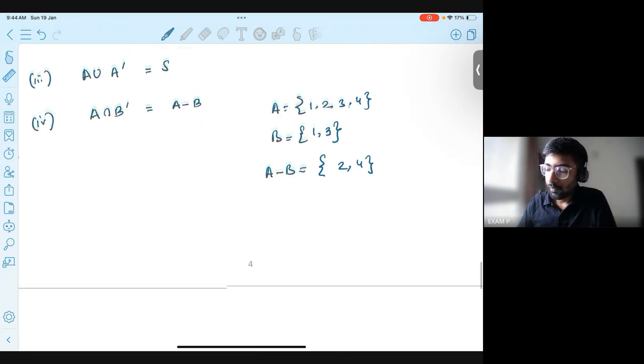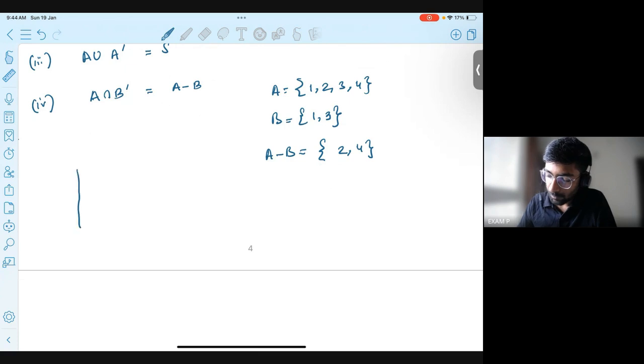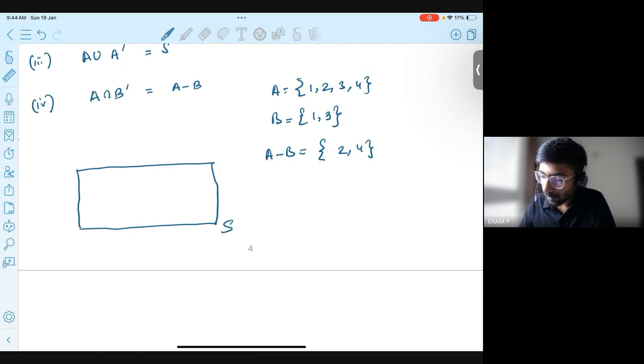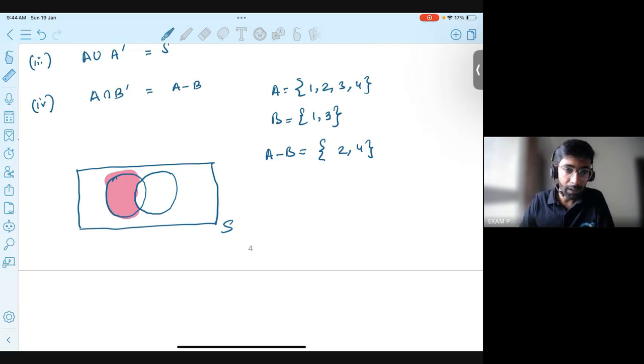This law is also true. If you see via Venn diagram, let's say there is a sample space S, and there are two events, A and B. Then what is A minus B? Diagrammatically, A minus B is everything that is in A but not in B. So we have to remove the intersection part. This is the part of A minus B.